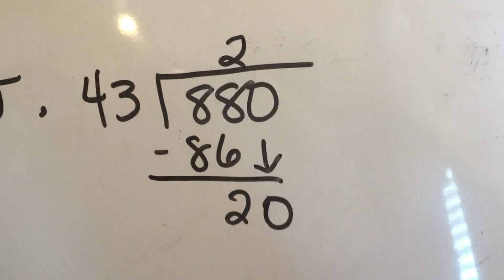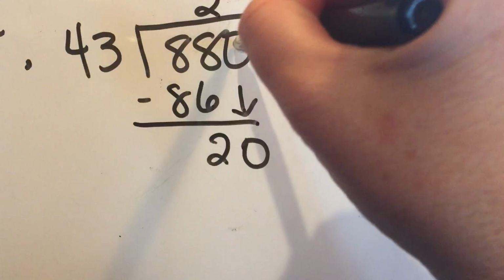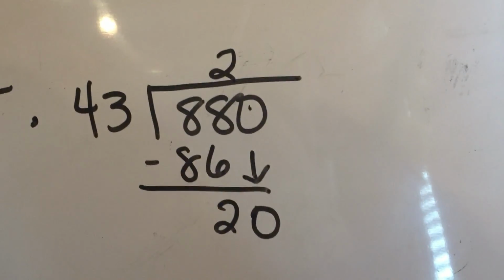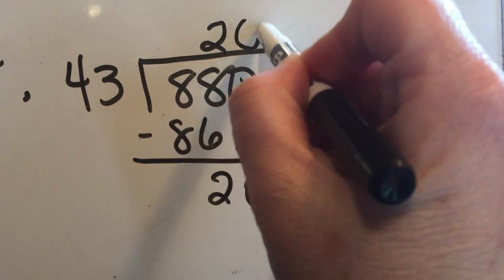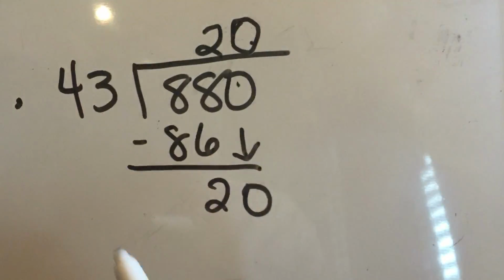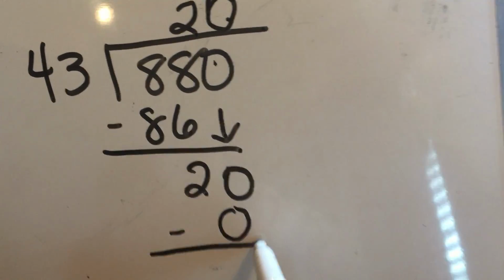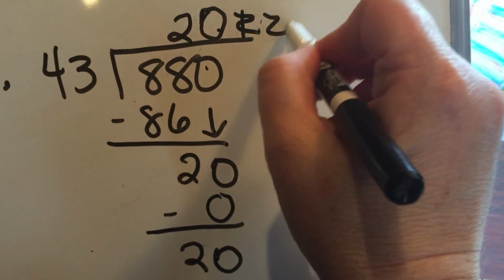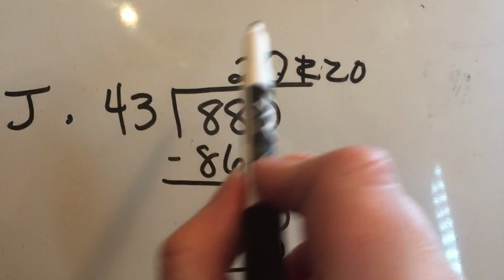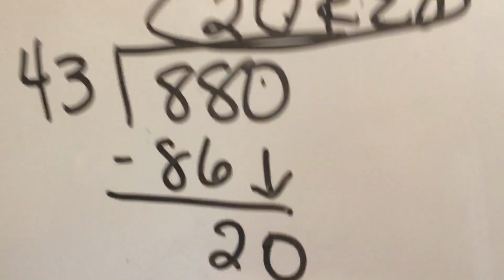43 will not go into 20. We cannot just stop there. You have to put a number on top of that 0 right there. So 43 goes into 20 0 times. 0 times 43 is 0. So we still have 20 here. That's the remainder. 20, remainder 20. This is J, 20, remainder 20.